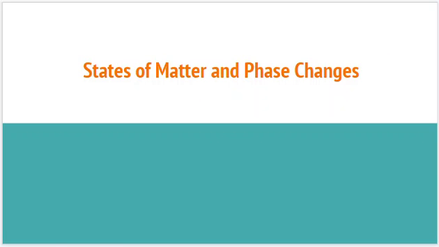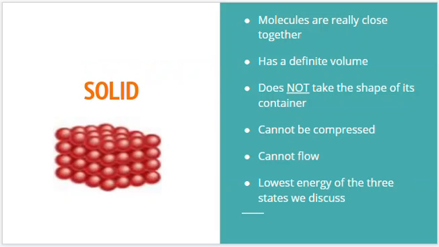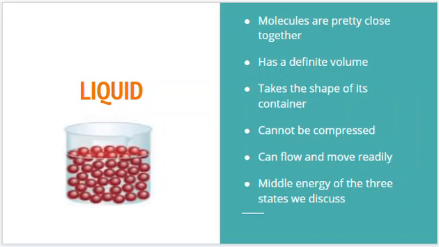So just to quickly go through those, our solids, our molecules are close together. We have a definite volume and a definite shape, cannot be compressed, cannot flow, and is the lowest energy of the three states that we've discussed.